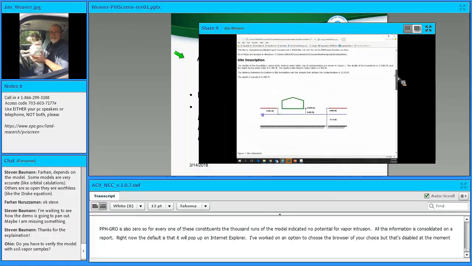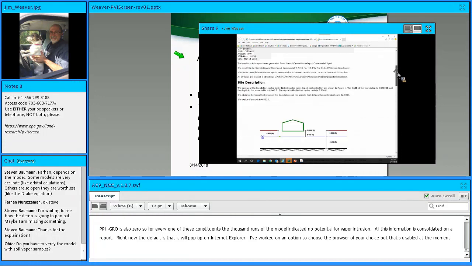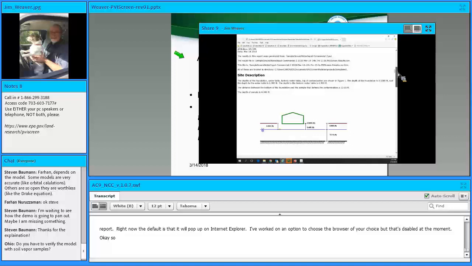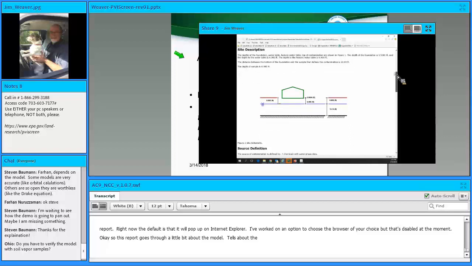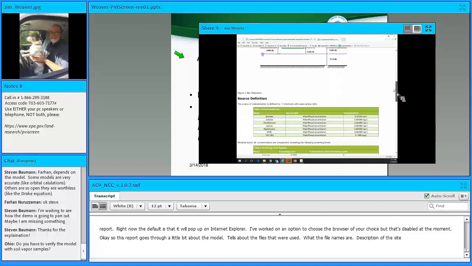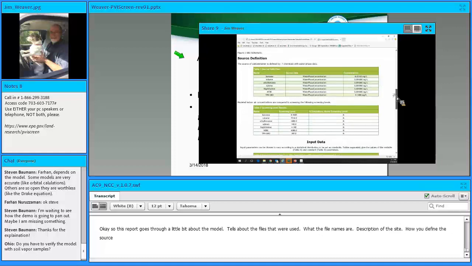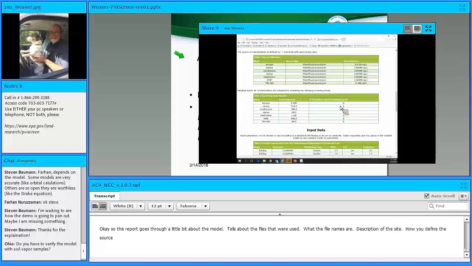Okay, so this report goes through a little bit about the model, tells about the files that were used, what the file names are, a description of the site, how you define the source, how you define the screening levels, and then the result is right in here. It says percent simulations above the screening level, and every one of these is 0.